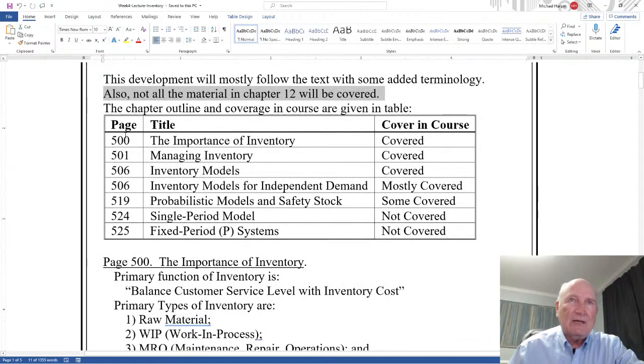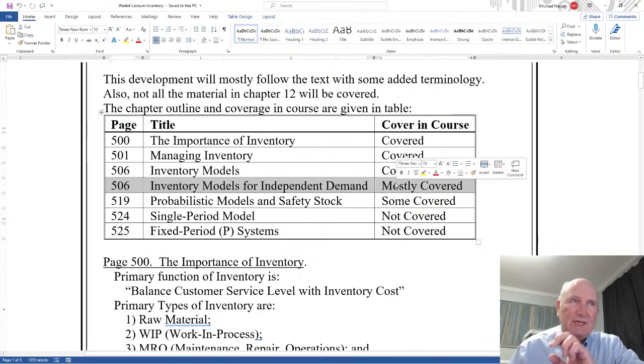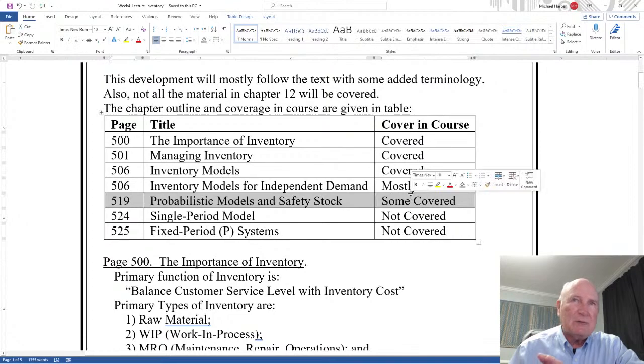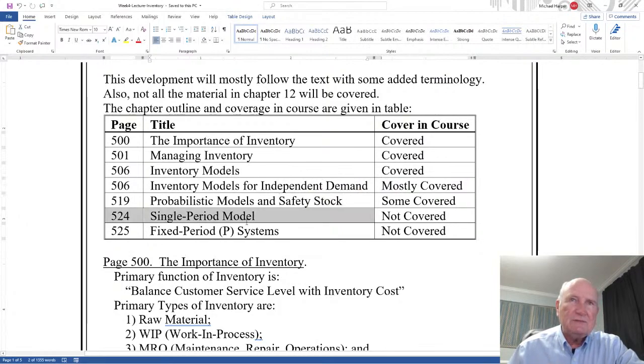Here's the chapter outline. The importance of inventory, managing inventory, and even inventory models that will be covered. On page 506, inventory models for independent demand, mostly covered. There's 2 techniques I will not cover. But probabilistic models, some covered. The part I will cover is just the definition of safety stock, not the calculation of it. And then the single period models and the fixed period models are not covered.